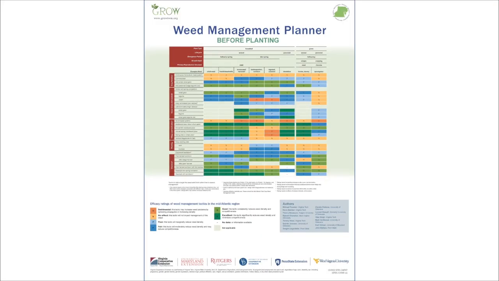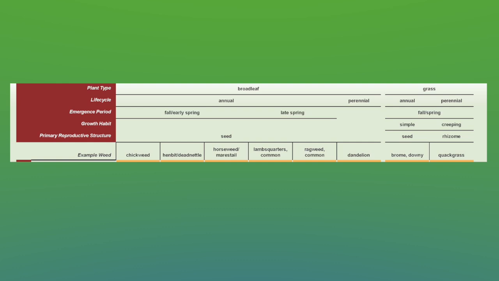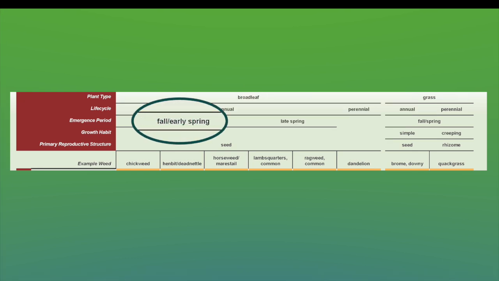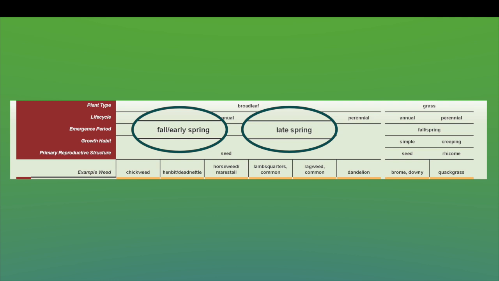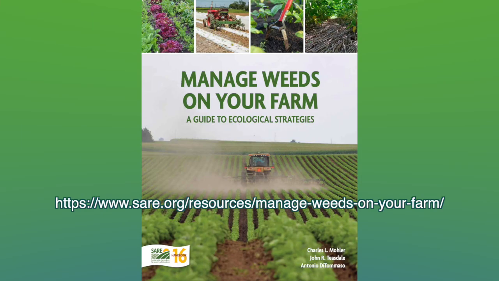The first step is to identify the weed species of concern. Since we could not account for every species, we listed key species along the top, along with their characteristics such as, is it a broadleaf or a grass plant? Is it an annual or a perennial species? Does it emerge mostly in the fall, early spring, or late spring? Do the plants emerge from seed or perennial structures? If someone is not sure about these characteristics for their problem weeds, the SARE publication entitled Manage Weeds on Your Farm is an excellent resource.